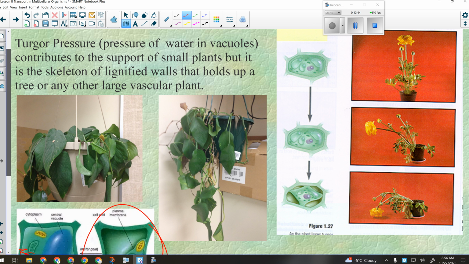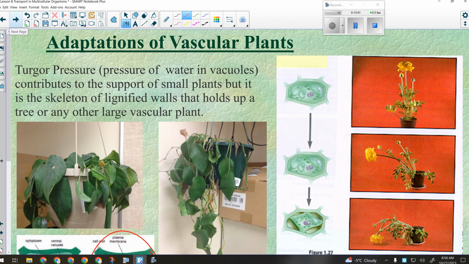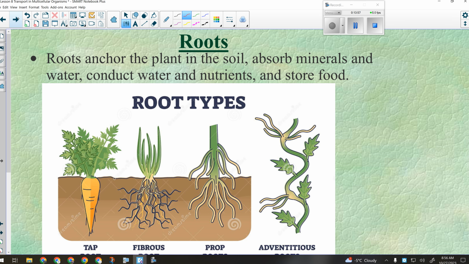All right, and then you guys saw the video of the recovery of that plant before. All right, so roots. So going over parts of the plant here. Roots anchor the plant, and they absorb minerals, water, conduct water and nutrients, all of that kind of stuff.